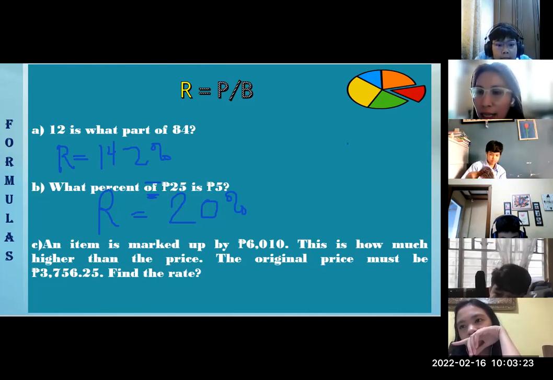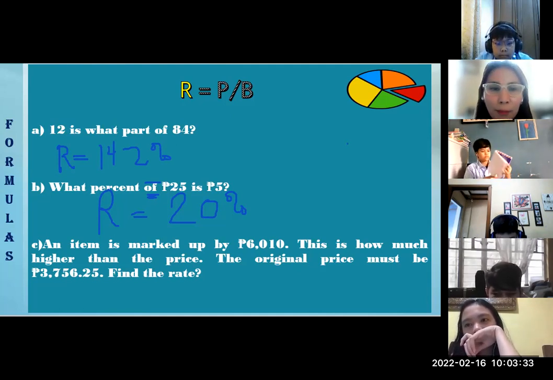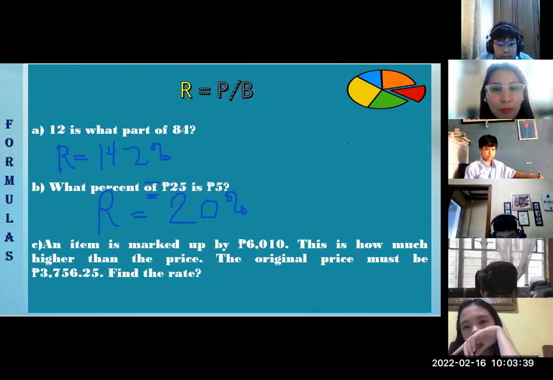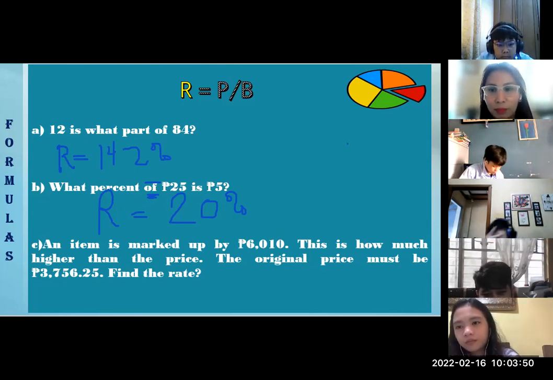Ayan, sige. Try natin. Ayan, si Miss Amber. Sige, paki-read muna, Miss Amber, yung problem. An item is marked up by 6,010 pesos. This is how much higher than the price. The original price must be 3,756 and 25 cents. Find the rate.